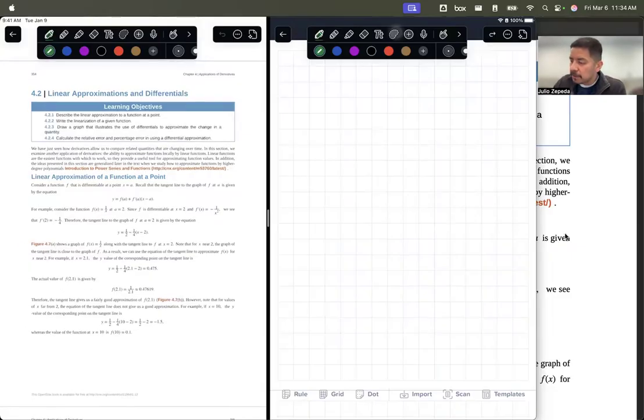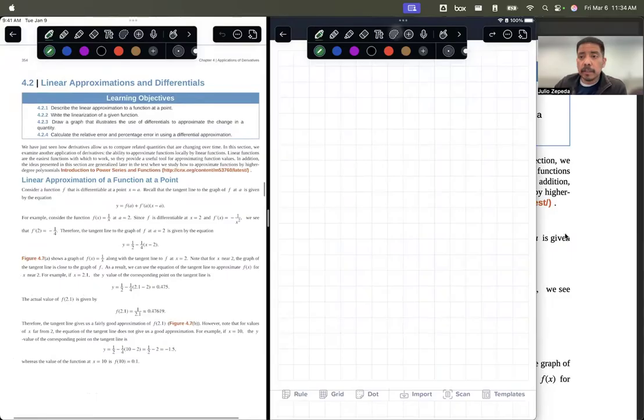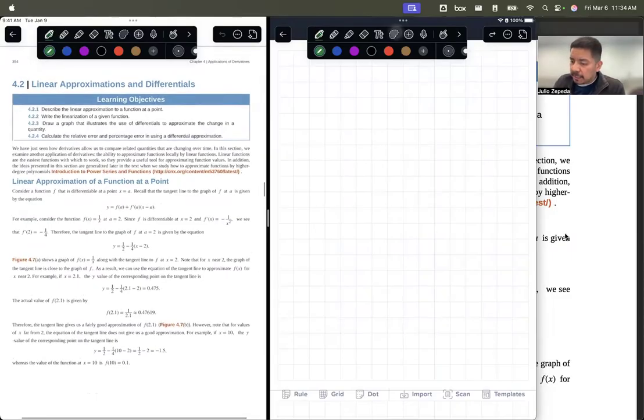So let me read this paragraph here just so we can get the idea of what we're doing. It says, we have just seen how derivatives allow us to compare related quantities that are changing over time. In this section, we examine another application of derivatives, the ability to approximate functions locally by linear functions. Linear functions are the easiest functions with which to work, so they provide a useful tool for approximating function values. Okay, so we're going to be approximating function values using linear functions.